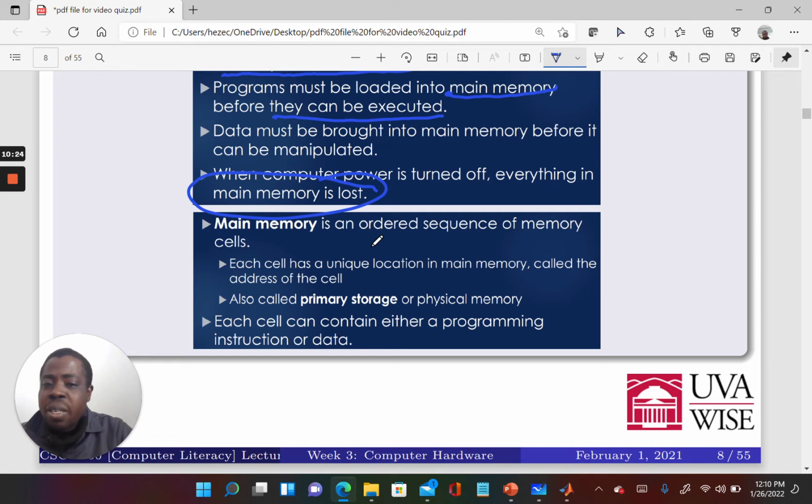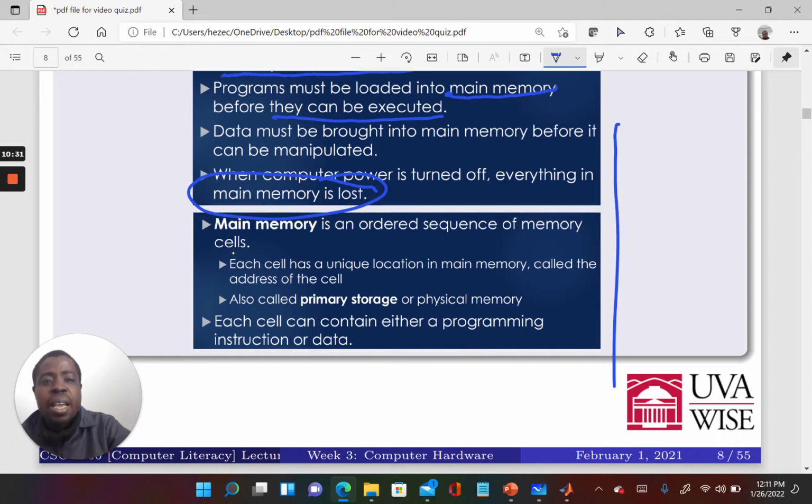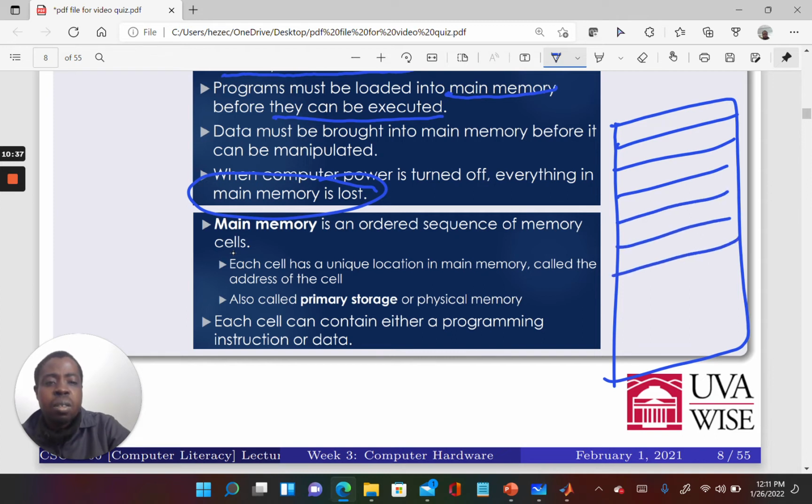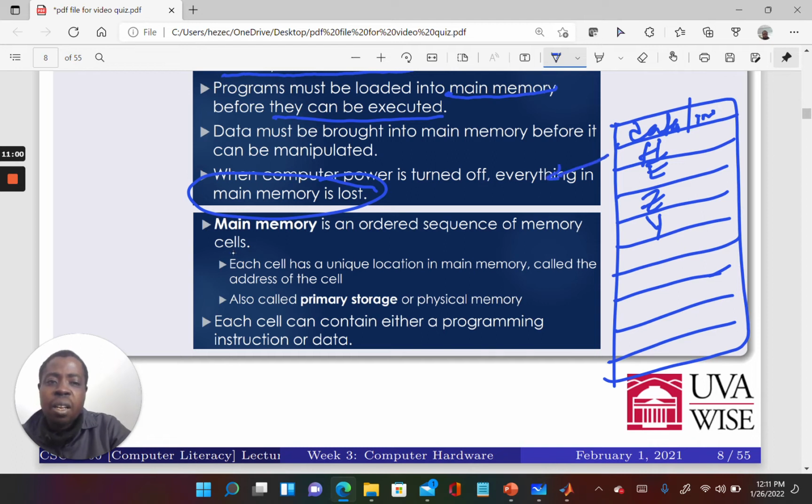And main memory is an ordered sequence of memory cells. So the main memory is like this, a collection of cells. And each cell can hold data and/or instructions. For instance, if I put my name here, the memory for Y is separate from the memory for Z, right? And each of these cells has an address, and we call that a memory address.